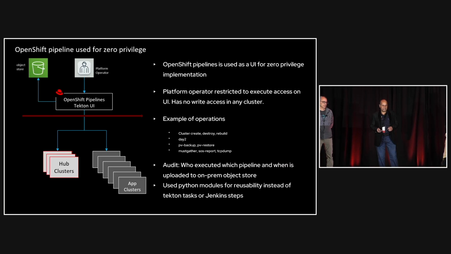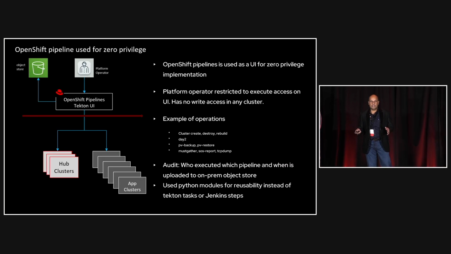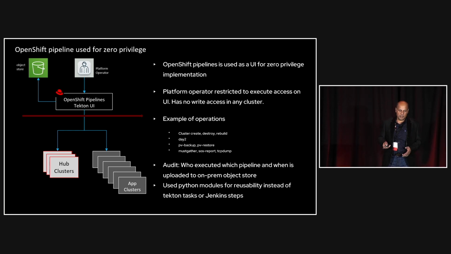There are certain operations which require us to go to production and execute certain operations. So something is really wrong with the network, there's some issue with the network. We need to run some TCP dump, or we need to run some must-gather or sosreport or something like that. One of our goals was not to give any kind of access to cluster operators into any cluster, because that reduces our security posture, right?